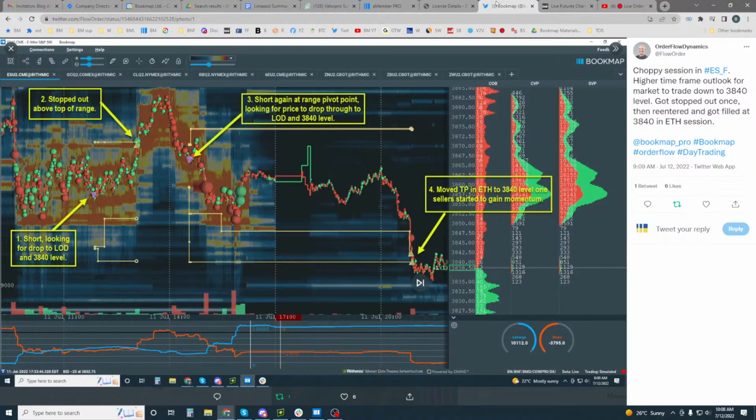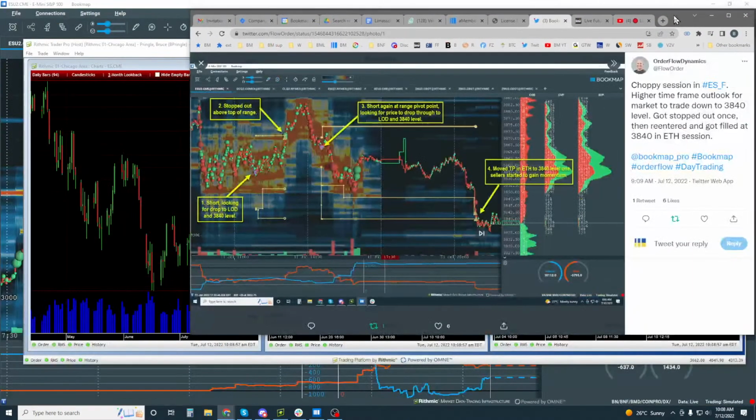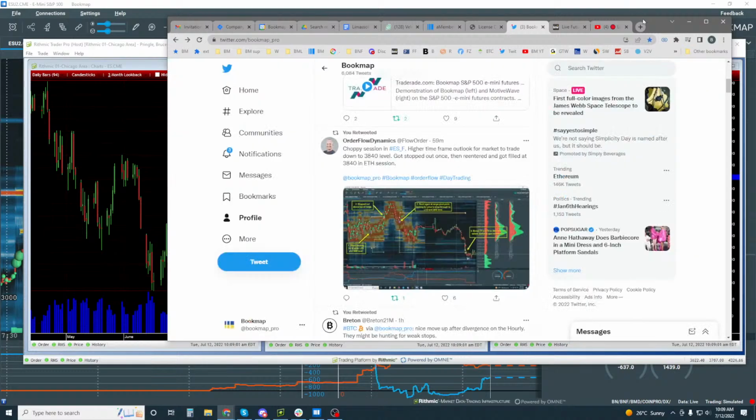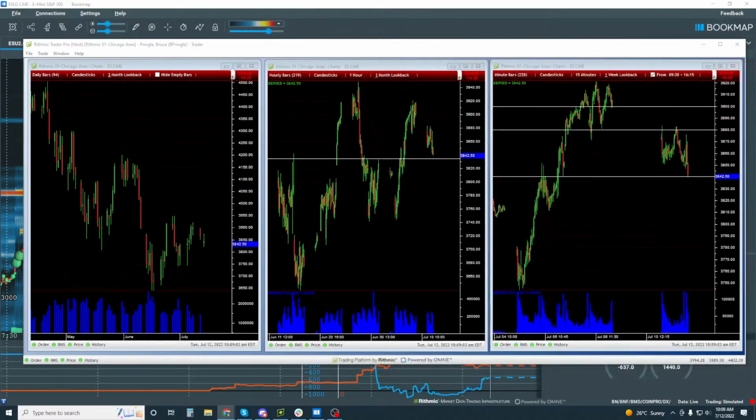Now the overnight, any questions on this? Let me know. This is the same process that we went through yesterday, and I wanted to show a stop out as well as getting back in and then looking for the overall direction to take place. All right, so let me know if you have any questions, and then we'll jump into the current market as well.